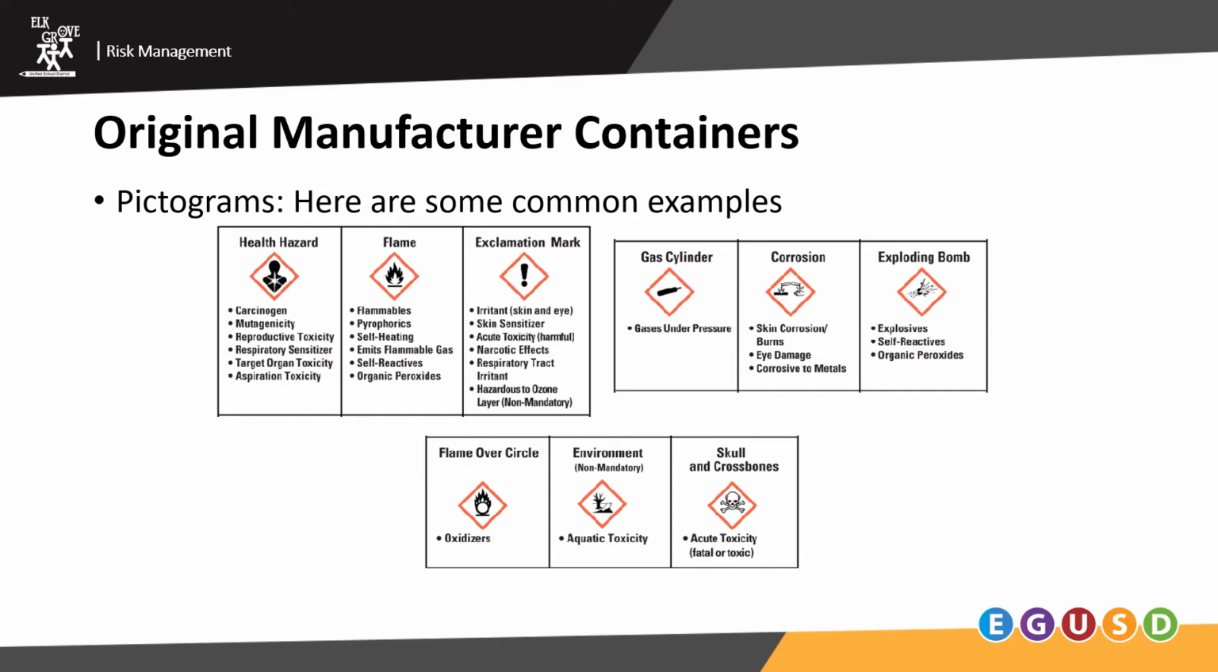Corrosion diamond, skin corrosion, burns, eye damage, corrosive to metals. Exploding bomb diamond, explosives, self-reactives, organic peroxides. Flame over circle diamond, oxidizers. Environment diamond, non-mandatory. This example, aquatic toxicity. Skull and crossbones diamond, acute toxicity, fatal or toxic.